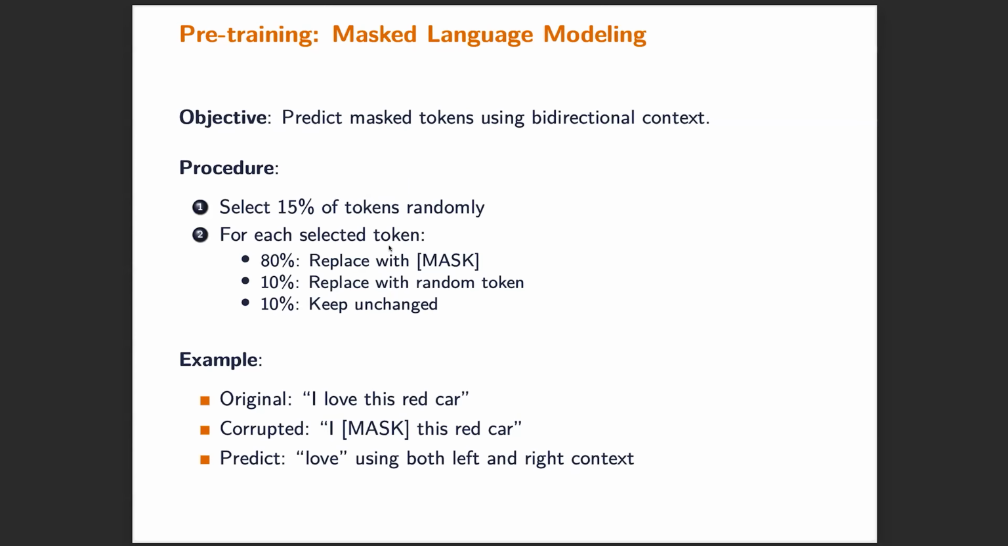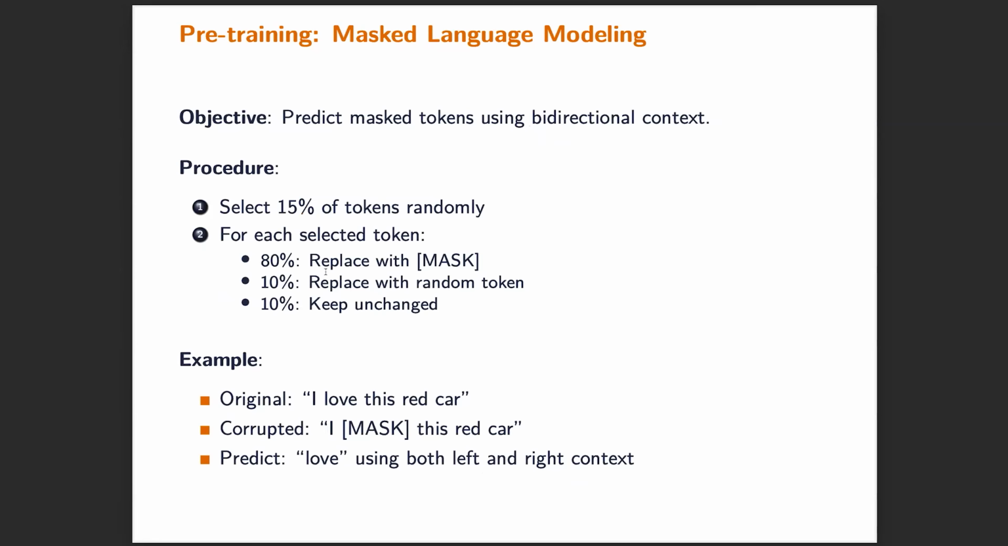Okay, so let's look at how we are doing this self-supervised learning in BERT. The procedure was to select 15% of tokens randomly and replace 80% of that 15% with mask tokens, 10% of that 15% with random tokens. Basically, we replace them with randomly chosen tokens from the vocabulary, and then choose another 10% and keep it unchanged.